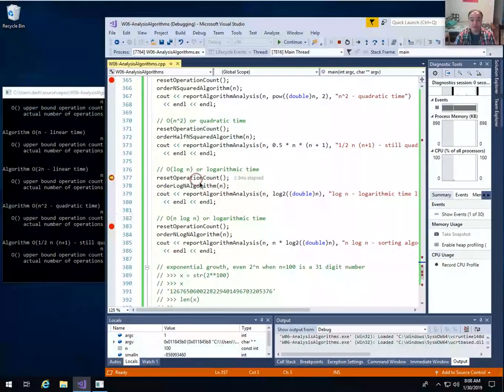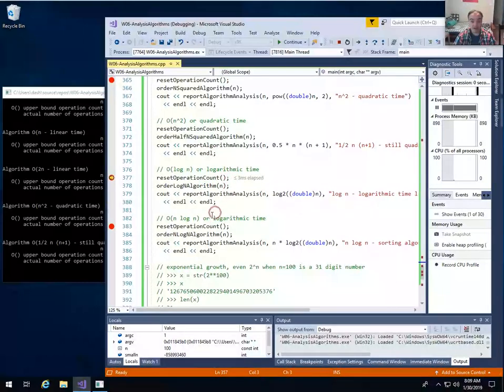Okay, so let's go back. I looked at linear, order n. Order n grows slower than n squared. So n squared is a faster growing order of time growth than linear, than order n.